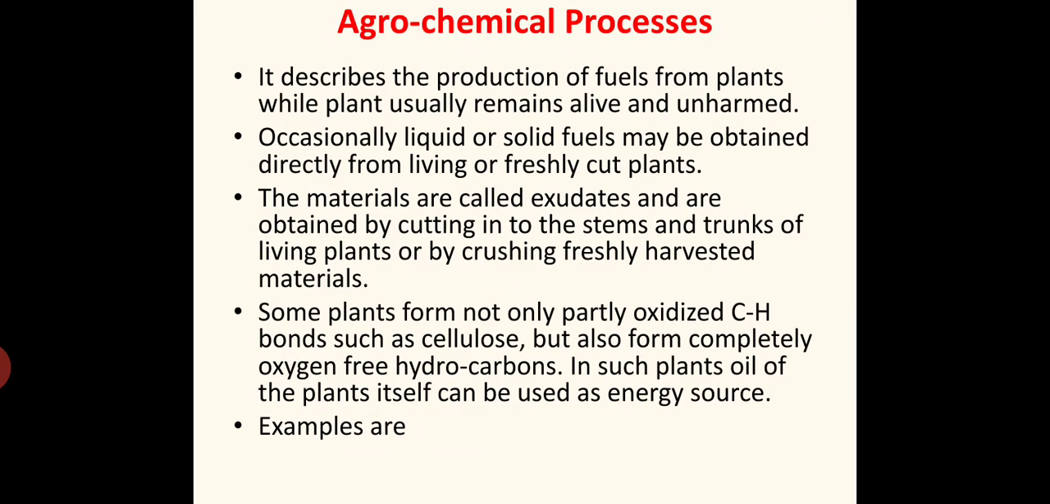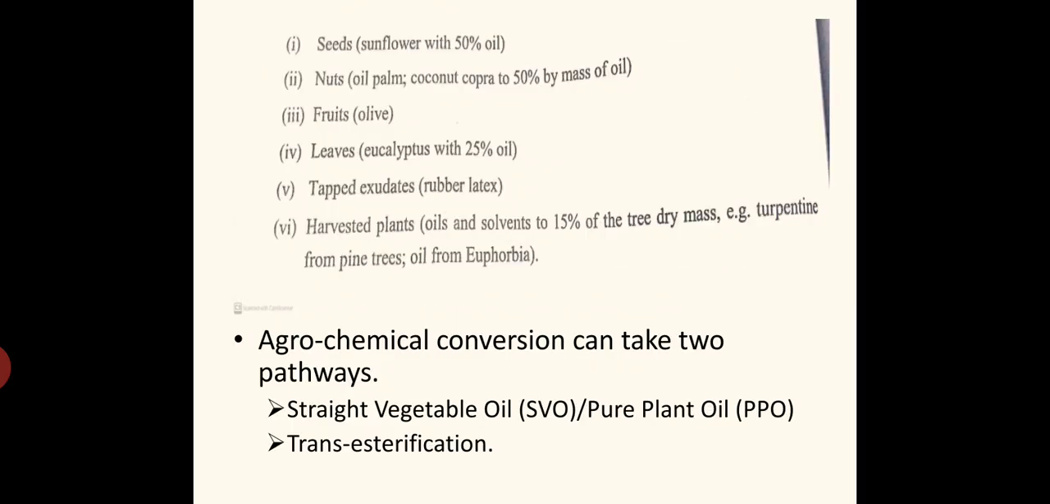See the examples for agrochemical, the byproducts that we are obtaining through agrochemical processes. The first one is extracting the oil from the seed. Finally, oil can be used as the energy source. From the seeds of the plant we can produce oil, which in turn is converted into fuel or energy. For example, sunflower oil is extracted from the seeds of the particular plant.